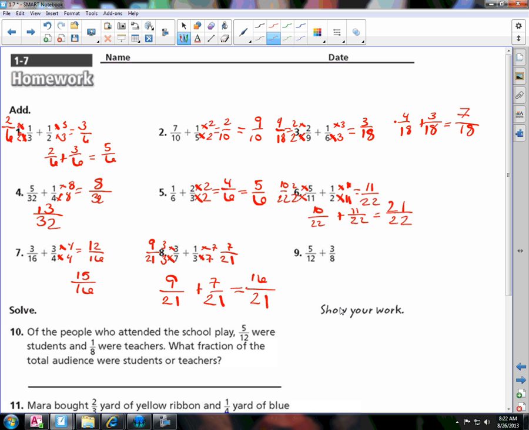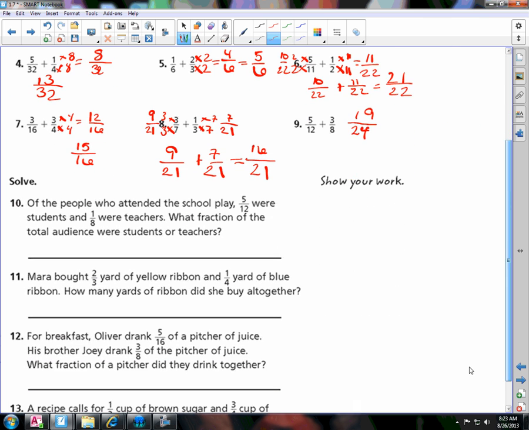Why don't you guys pause the video and try out number 9 on your own. Come back, check your answer. Okay, welcome back. You guys should have found that 24 is your common denominator. Both 12 and 8 will go into 24. When you add up your numerators, 19 24ths. Okay. Let's try a couple story problems.